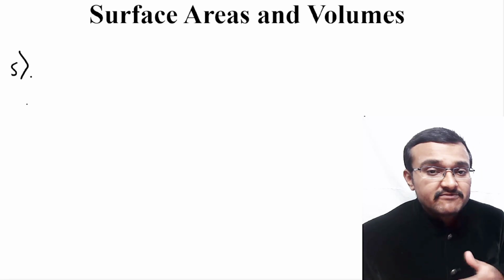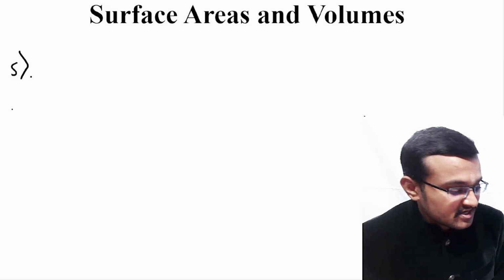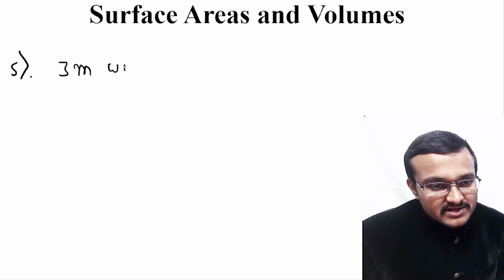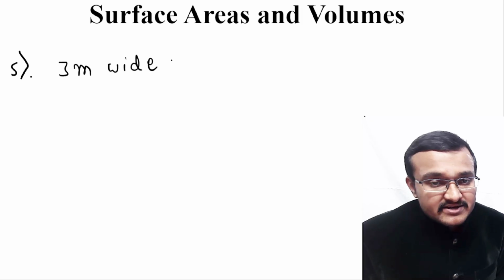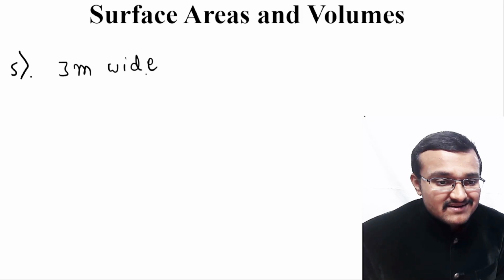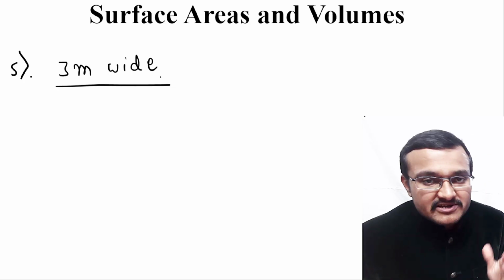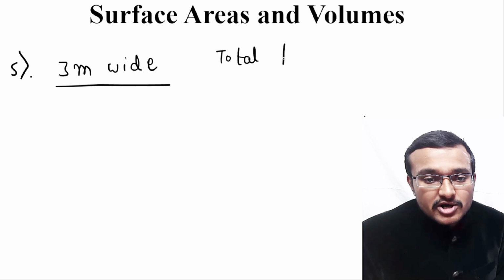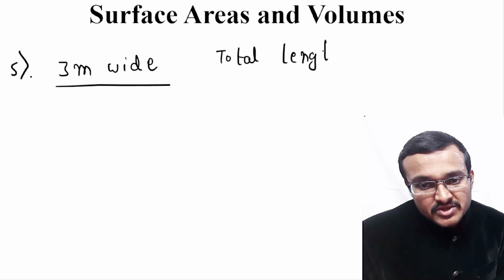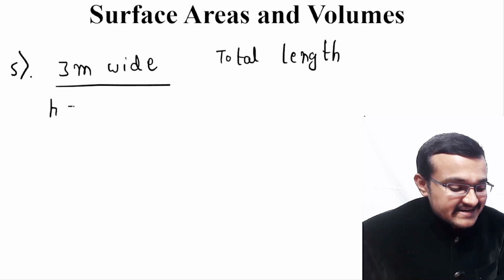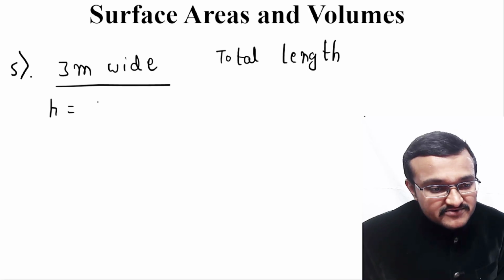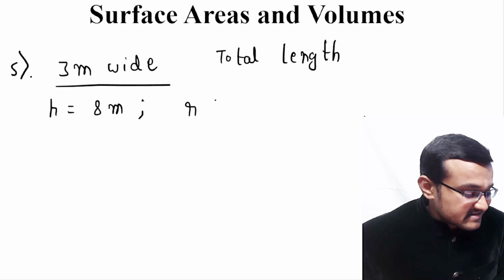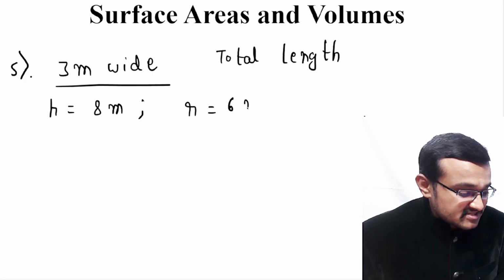So now we will look into the fifth question in this exercise. In the fifth question, there is a 3 meter wide tarpaulin, and you have to calculate the total length of tarpaulin required in order to build a tent. So the height of this tent should be 8 meter. So radius of the base of this tent should be equal to 6 meter.